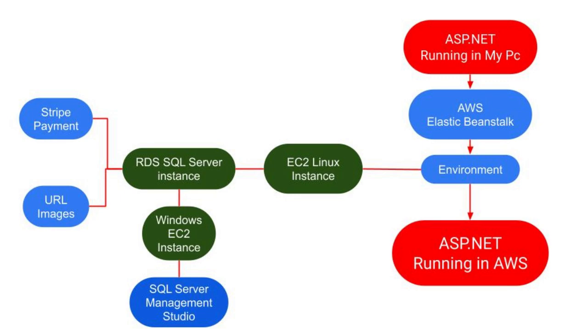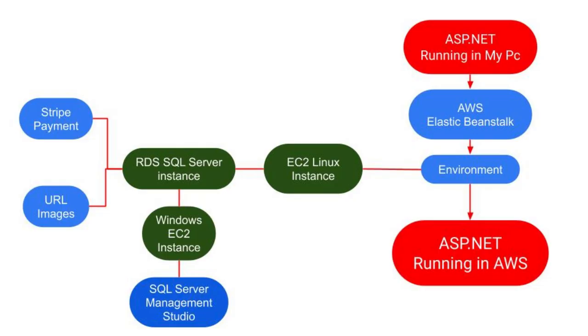Hello and welcome. I'll explain how my ASP.NET application that is linked to SQL Server works with the AWS services. I want to introduce the structure of my project, so I started with the ASP.NET running in my computer. Then I published to AWS Elastic Beanstalk from Visual Studio.